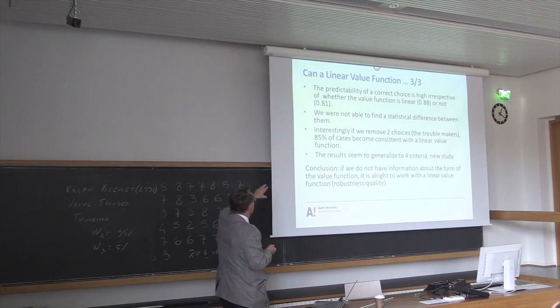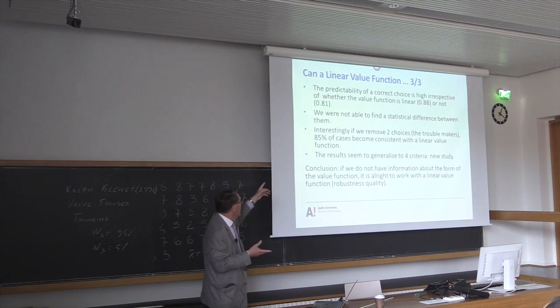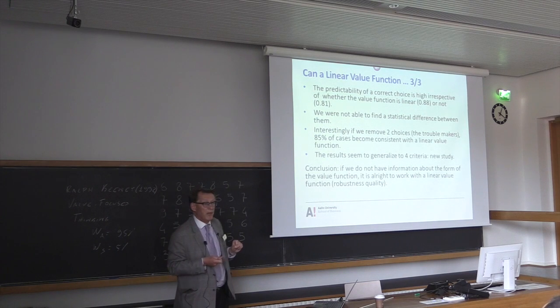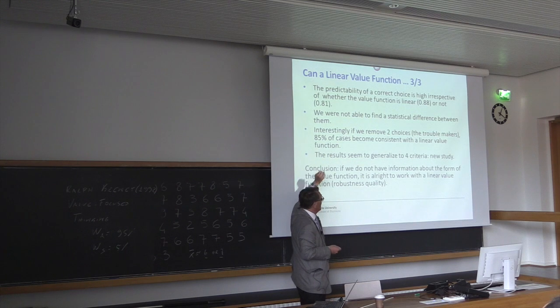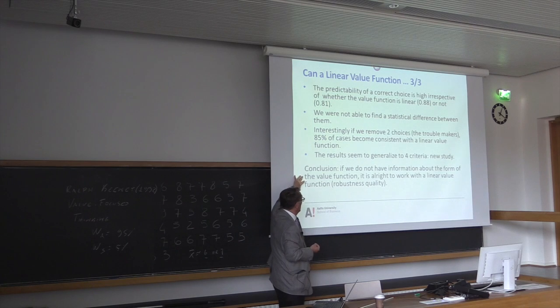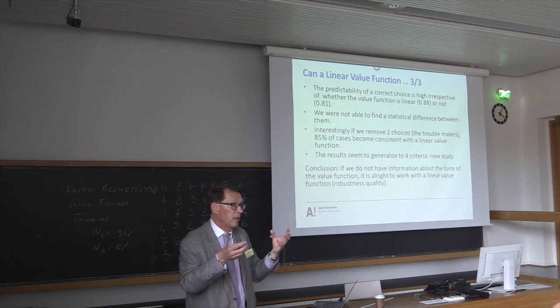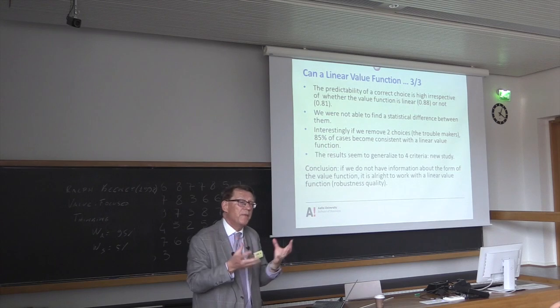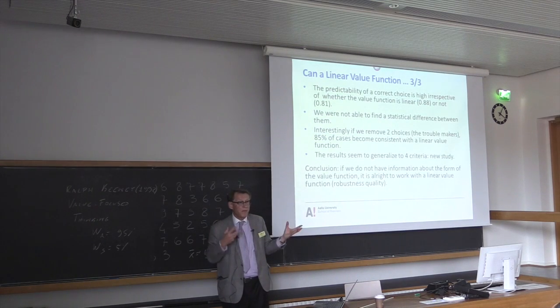And this is a kind of a side story. Interestingly, if we remove two choices out of 20, what we call the troublemakers, then 85% of cases become consistent with the linear value function. And our new results with Tommy seem to generalize to the four criteria case as well. But that's yet unpublished research. And then this is our tentative or cautious conclusion. Of course, if you have more information about the value function, use it. And if you know it's not linear, use it. But if you don't have such information, it's not a bad approximation to work with the linear value function, because there's a lot of robustness.